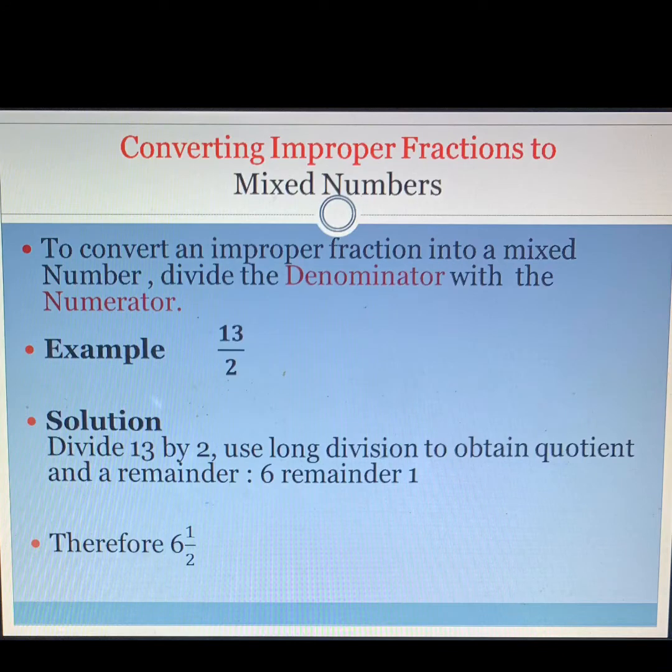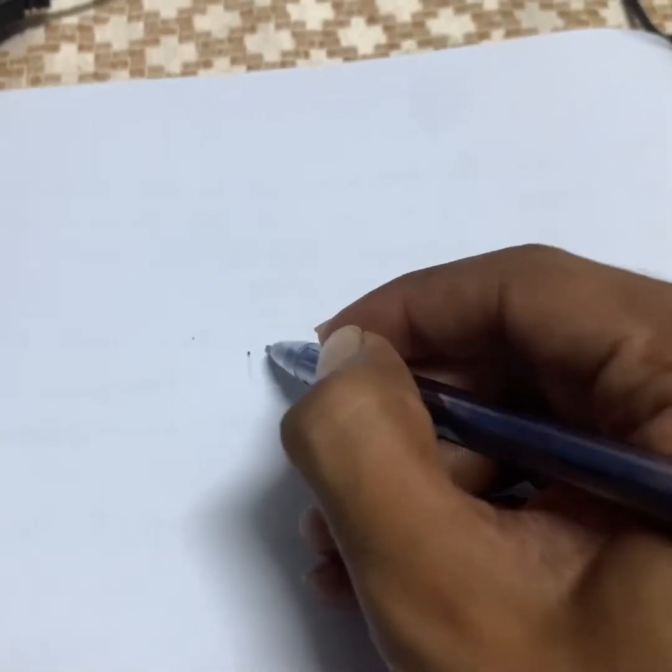Okay, let's look at some activities converting improper fractions to mixed numbers. We know that an improper fraction has a numerator bigger than the denominator. And how are we going to do that? We just divide using long division. Let's look at the example there, 13 over 2. Alright, let's look at the solution.